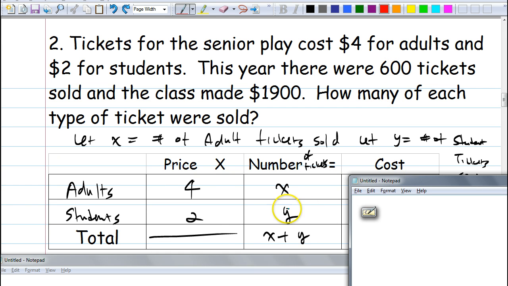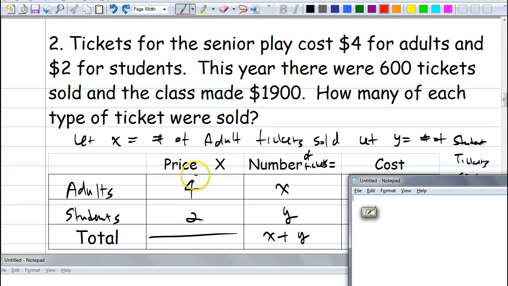For now, in terms of the chart, we're going to write it this way. Knowing that it's 600, that's going to give us the equation. So for the chart, I'm going to just write down x plus y, and of course, we know that it's 600, so that's going to give us one of the equations.